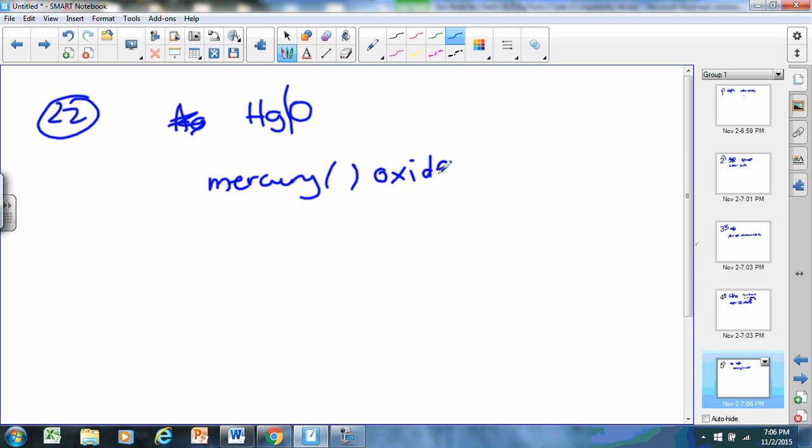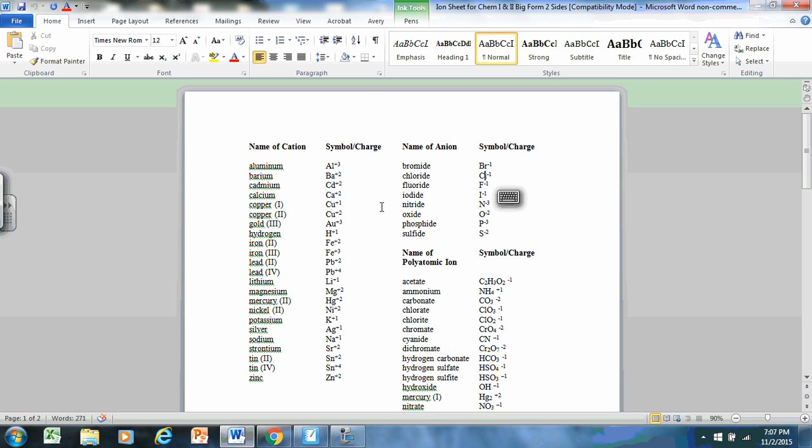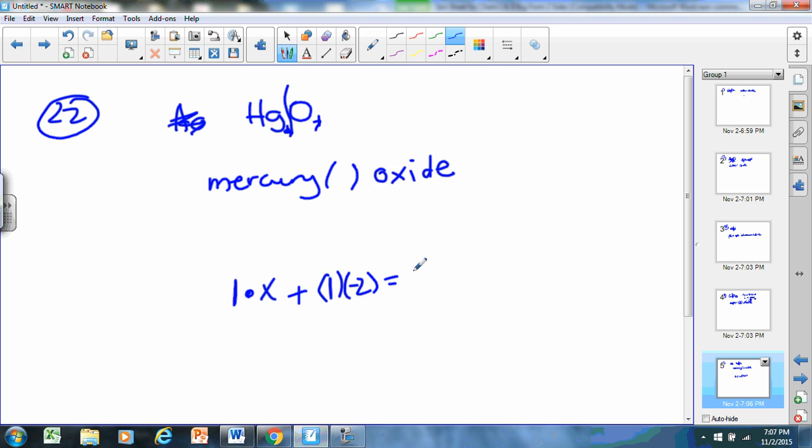And anytime you need to figure out the charge, you do this simple algebra problem, which is the subscript on the mercury is 1. The charge on the mercury is X. That's what we're trying to figure out. Plus the subscript on the oxide is 1, because if there's nothing written here, they're assumed to be ones. The charge on oxide is always -2. That comes off the ion sheet. So X plus -2 equals 0, or X is 2. And so this is mercury 2 oxide.